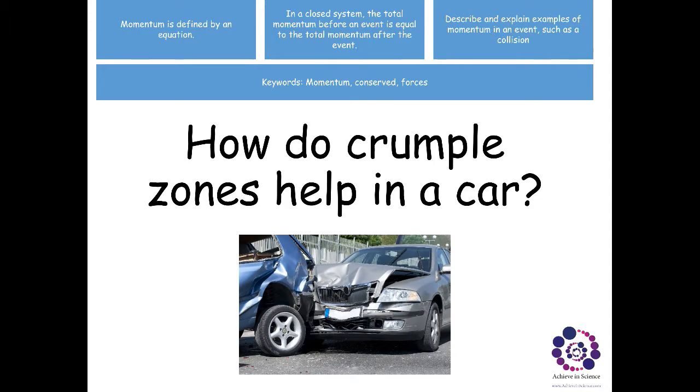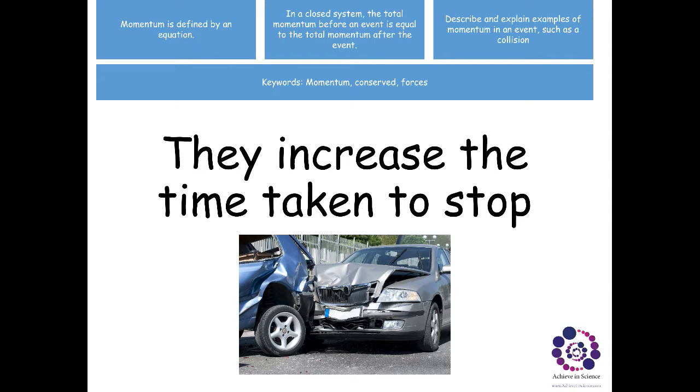Let's have a look. If we look at a crumple zone, we can see the car has been in collision. We can see the front of the car has crumpled. This is its crumple zone. It is designed to squash upon impact. But why? Why is it not solid? Why is it not rigid, which would mean that the car wouldn't need to be replaced? The reason is that it increases the time taken for the car to come to a complete stop. But why is this beneficial?